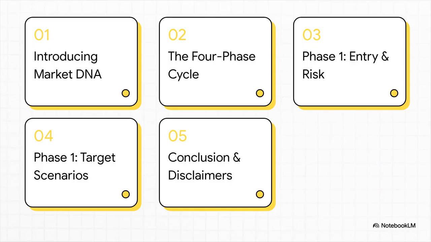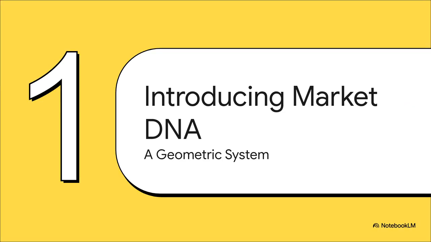So, here's the game plan. We'll start by introducing what market DNA even is. Then, we'll dive into its core framework, which is this four-phase cycle. From there, we'll get practical and see how Phase 1 is applied to SOL, looking at the entry points, the risk parameters, and the potential targets. And of course, we'll finish up with some really important disclaimers. Let's jump in. Okay, first up, introducing market DNA.